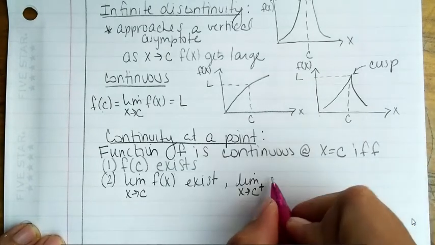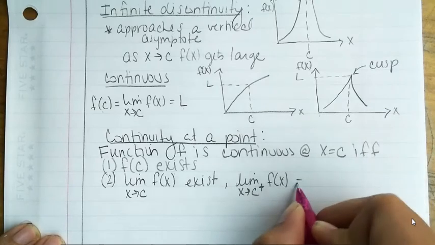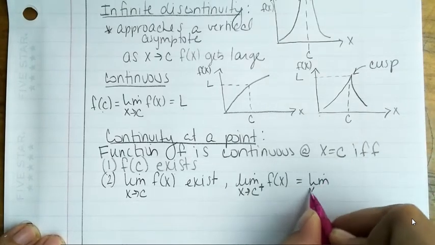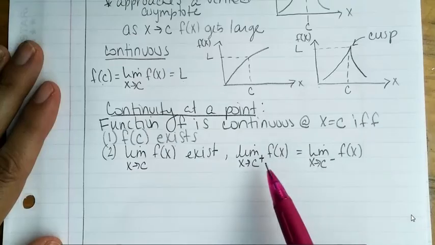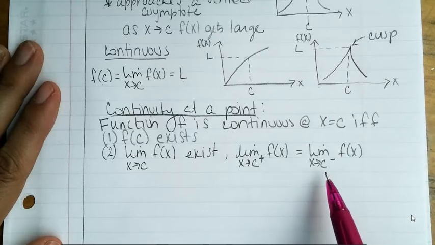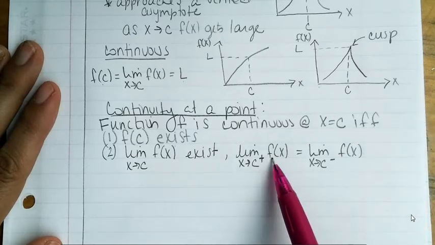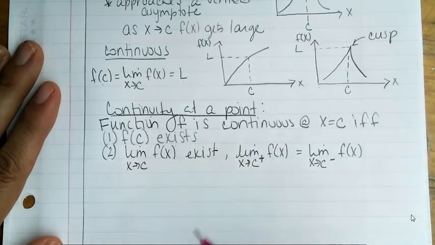from the right equals the limit as x approaches C from the left. From left and from right, as I approach C on the x-axis, those outputs need to be the same. And if they are, then the limit can exist.